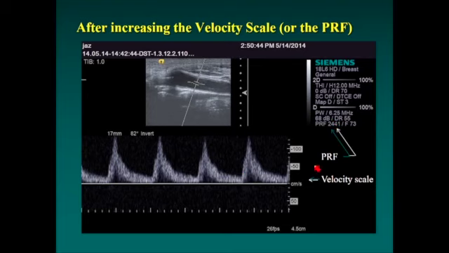But look at the pulse repetition frequency. It's jacked up to over 2,000. So what you're doing when you adjust that velocity scale is not just changing a scale, but you're actually changing your pulse repetition frequency.